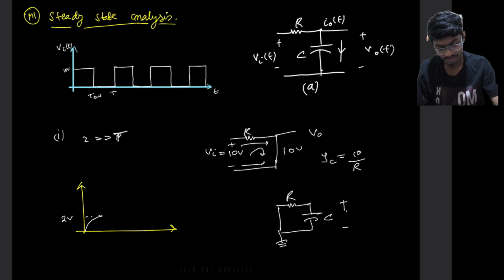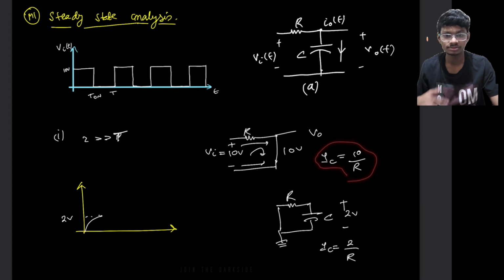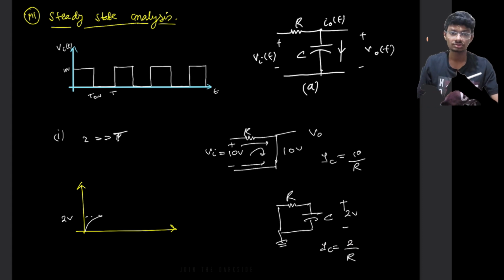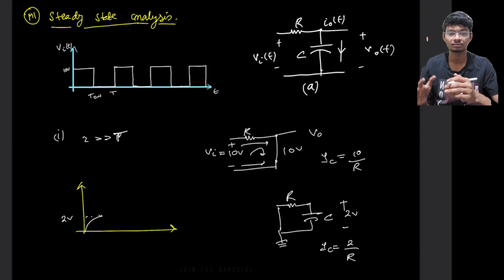Now this C has some 2 volts across it, and this 2 volts will try to discharge it. So what is the discharging current right now? The discharging current is 2 by R. Now as you see, the charging current was 10 by R and the discharging current is 2 by R, so it will discharge much more slowly, and it will not go totally to 0, because this T here, for the same condition, is much less than tau. It will not settle to 0.